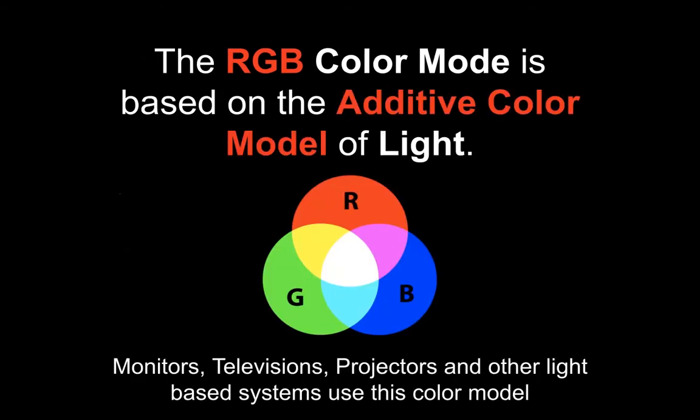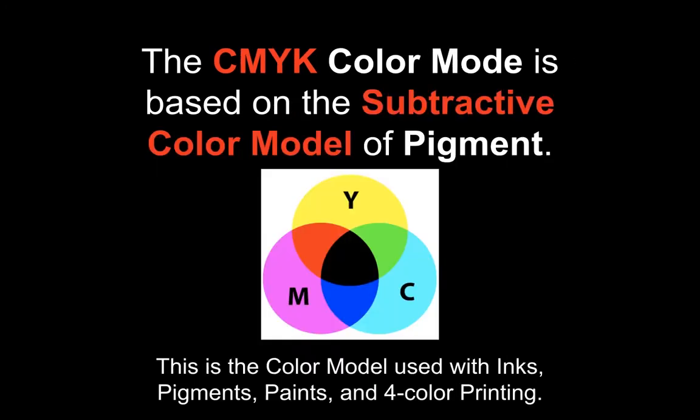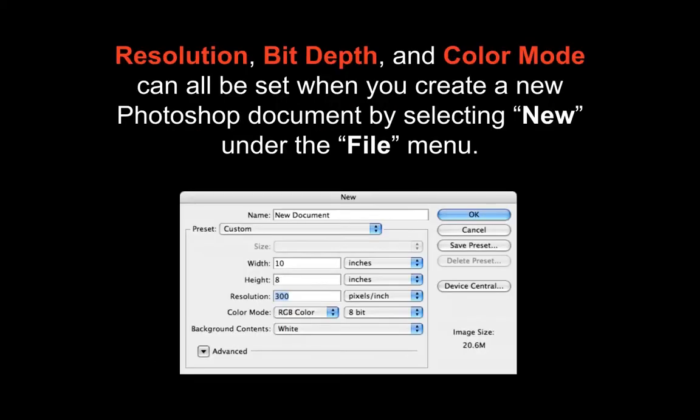The RGB color mode is based on the additive color model of light. Again, any of you color theory people may recognize this. This is going to be the case for monitors, televisions, projectors, and other light-based systems that use this model. CMYK color mode has 4 channels. CMYK color mode is based on the subtractive color model of pigment. This is the color model used with inks, pigments, paints, and for color printing. So any graphic designers out there, you're going to notice this one.